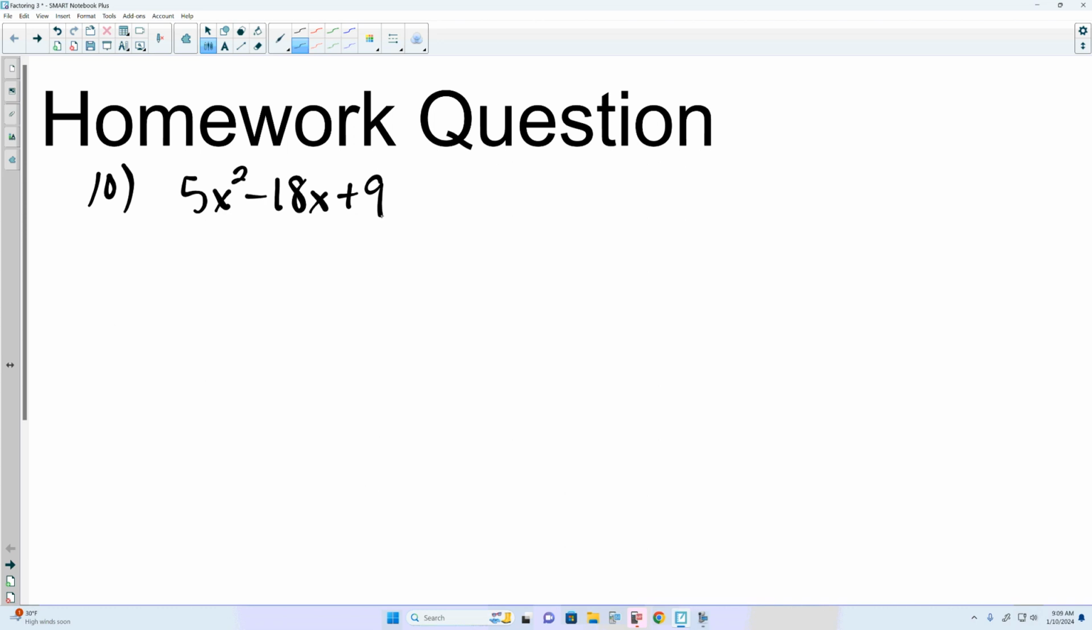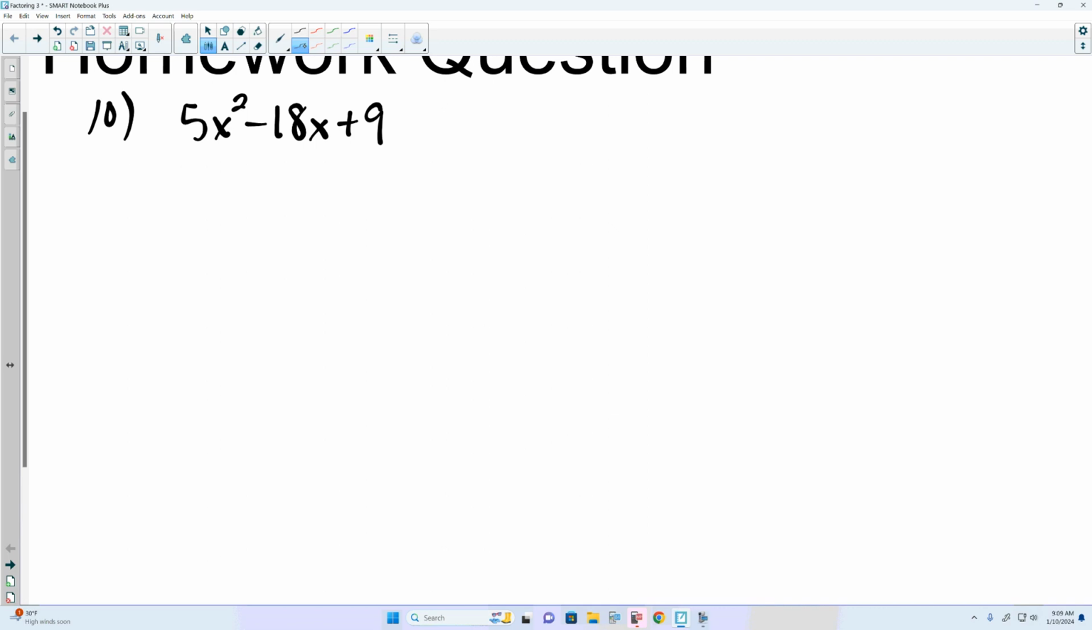Because this one, the signs need to be the same. Third term's positive, so the signs are the same and match the sign in the middle term. So that's why it should be negative and negative. So that, I think, will fix that one. So we're going to look at 10 first.